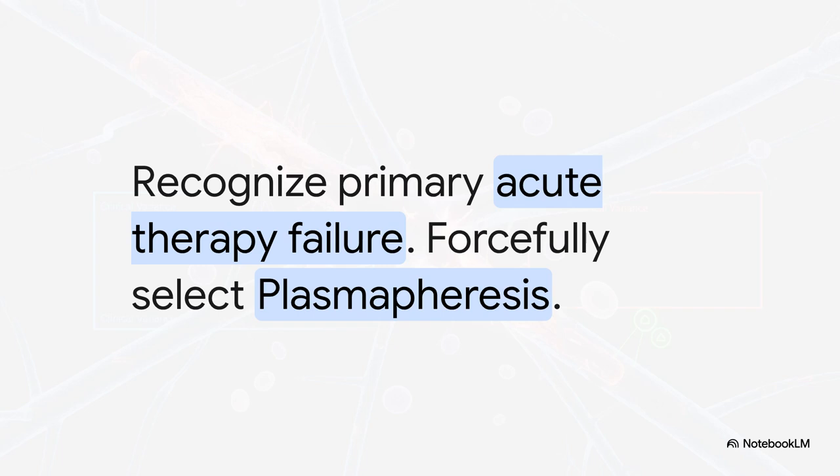So for the actual assessment execution, you've got to rely on the acute flare matrix. The prompt strictly demands the next most appropriate intervention. You must recognize the total failure of the primary acute therapy. Those 5 days of high-dose IV steroids did nothing to arrest the cascade. Therefore, you forcefully select option D, plasmapheresis. You have to initiate a mechanical plasma exchange to rapidly strip the autoreactive antibodies from her system and halt the exacerbation.